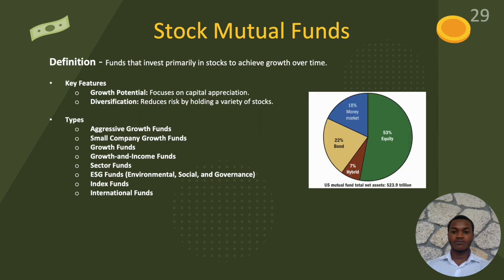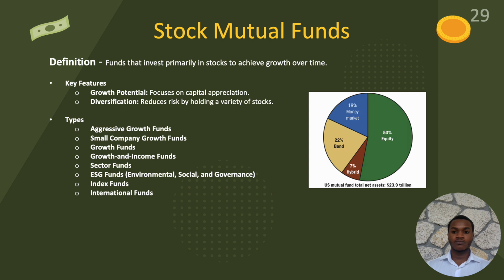Stock mutual funds invest primarily in stocks, aiming to achieve growth over time through capital appreciation with a focus on diversification. There are many types of stock mutual funds catering to different investor preferences. For example, someone who values sustainability might choose an ESG fund. As you can see in the pie chart, stocks, also known as equities, make up the majority of mutual fund assets.